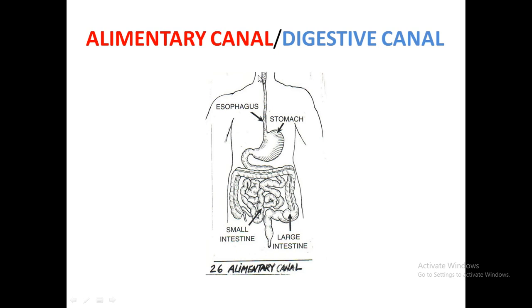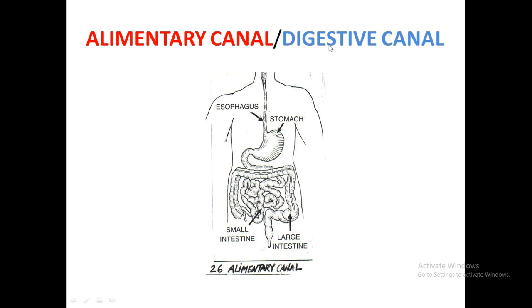It has the main parts: mouth, esophagus, stomach, small intestine, large intestine, and the end part of the large intestine is known as the anus. This one long tube is known as the alimentary canal or digestive canal.